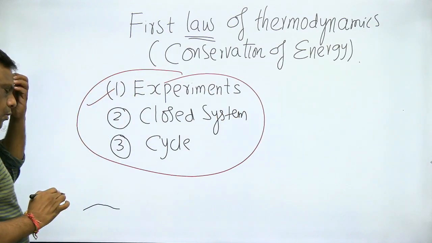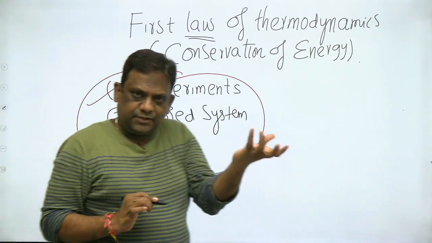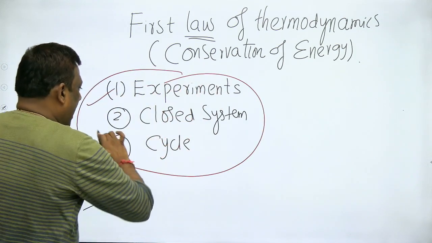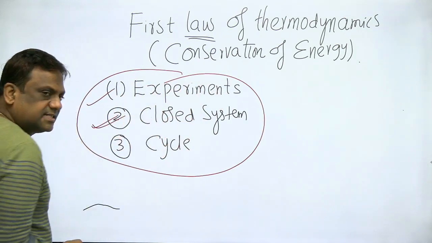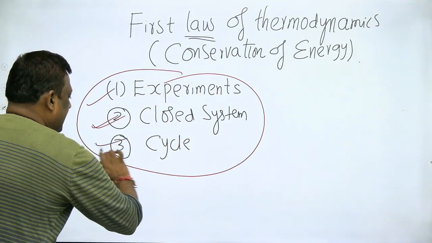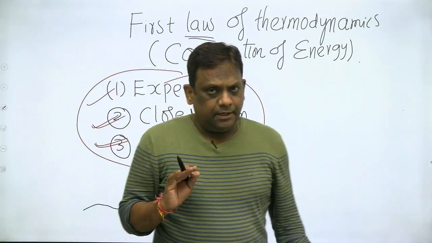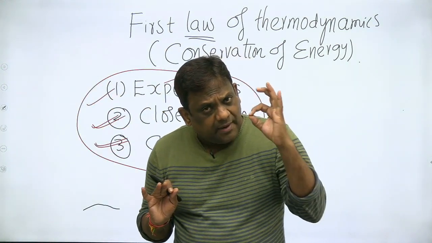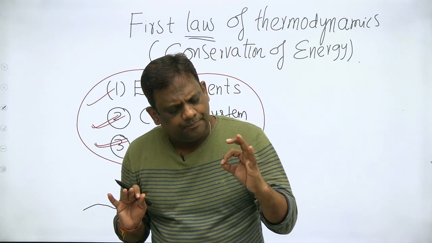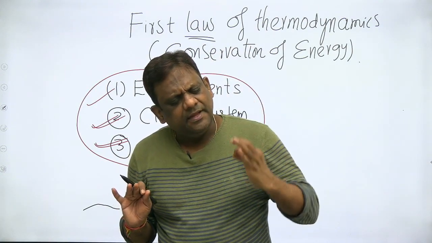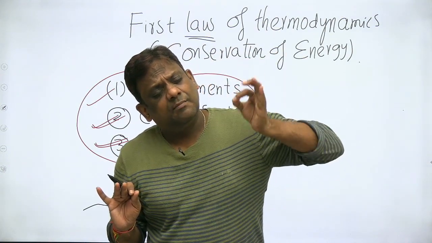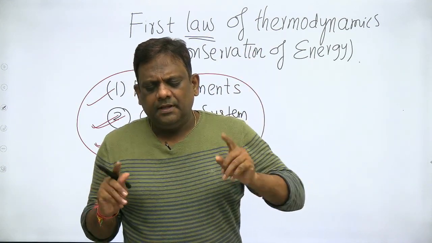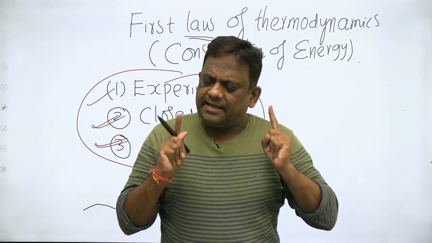Experiments. Whatever the equation I am giving you, it is from experiments. Initially, I will give the equation for a closed system. Then, initially, I give the equation for a cycle. So, keep it in mind. जो इक्वेशन मैं आपको देने जा रहा हूं, it is from experiments, it is for a closed system undergoing a cycle. The system is undergoing a cycle.